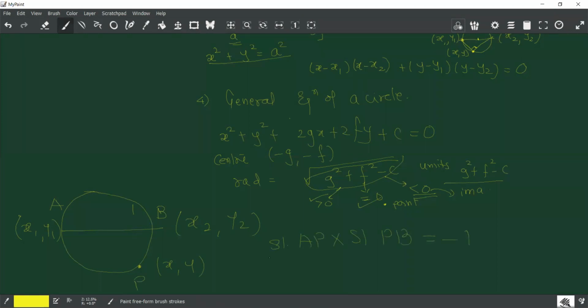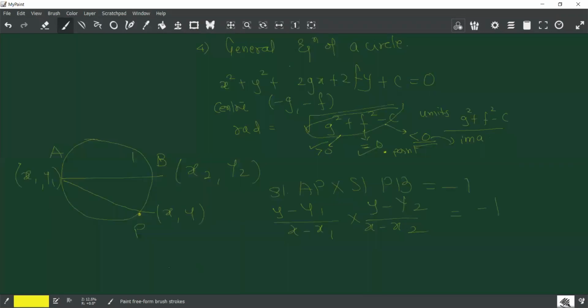Product is -1. So slope AP will be what? The slope of AP will be y - y1 upon x - x1 into slope of PB will be y - y2 upon x - x2 is equal to -1. So you will have y - y1 into y - y2 is minus of x - x1 into x - x2. So take that negative term there, and it is done. Correct?